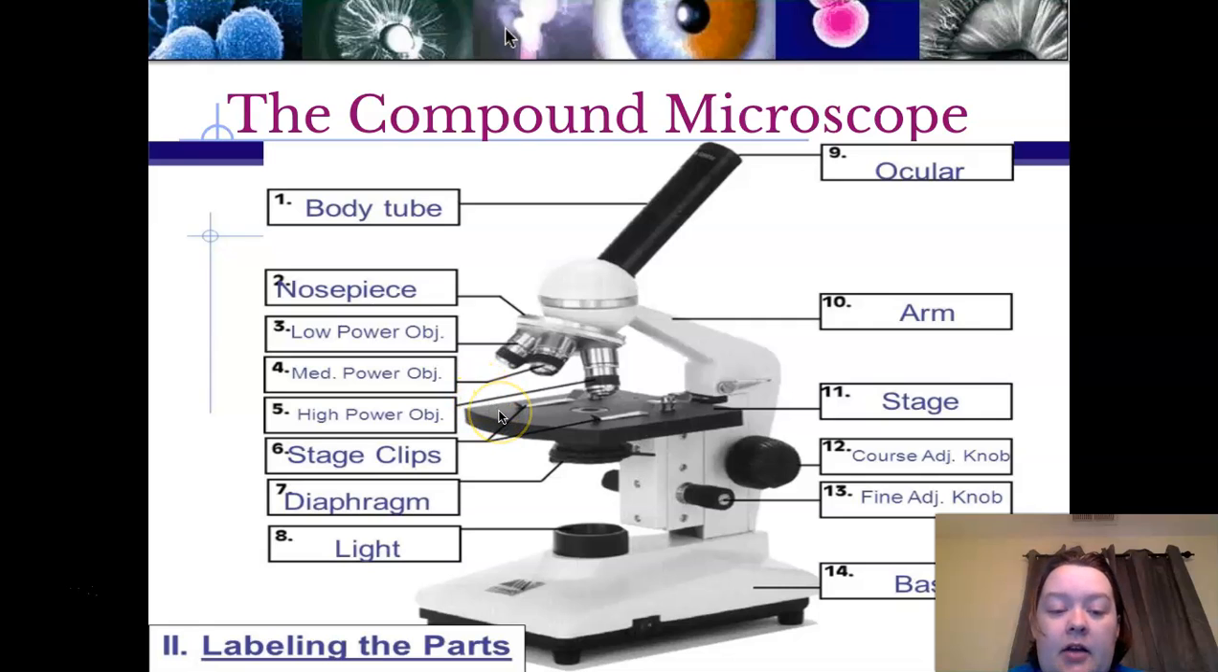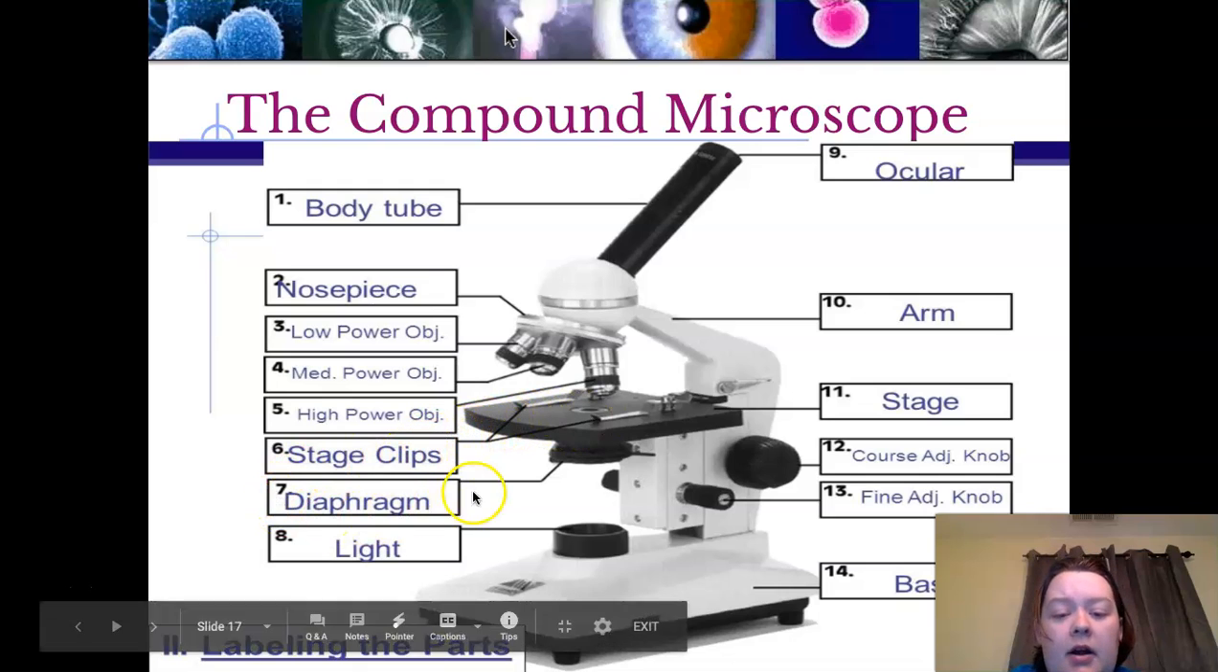If we come on down, we have our stage clips. The stage clips are located right on the stage. The stage is this platform on which we sit our specimen. And the stage clips allow us to clip our specimen slide into place. So these will lift up, and I'll just place my specimen right under them, and it'll hold the slide in place. Right underneath here, we have the diaphragm.